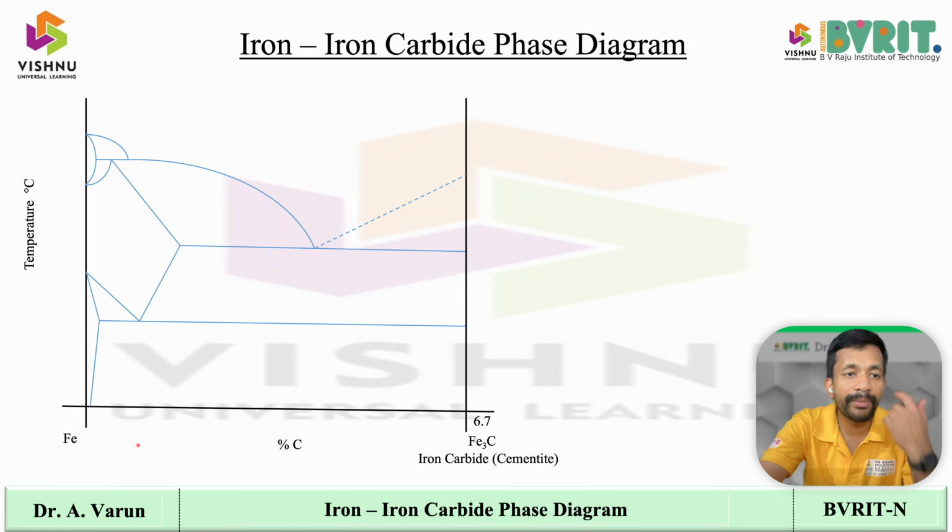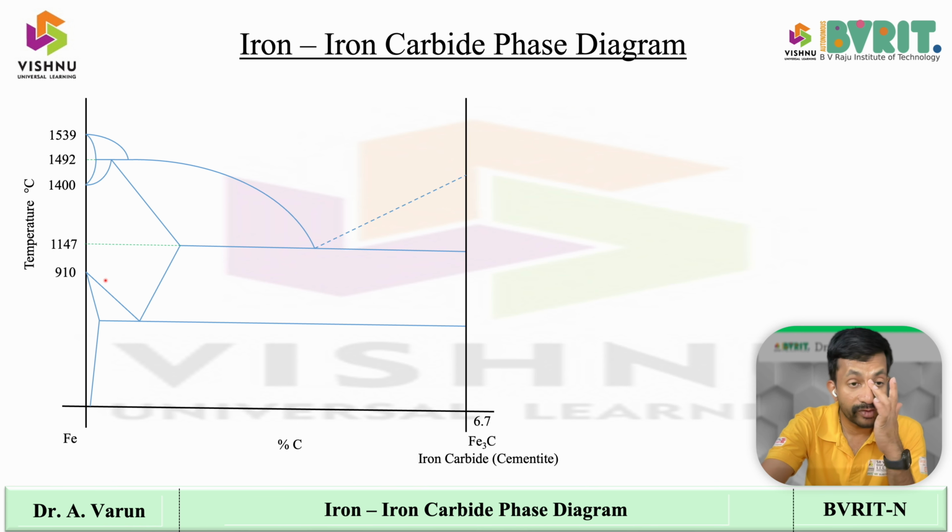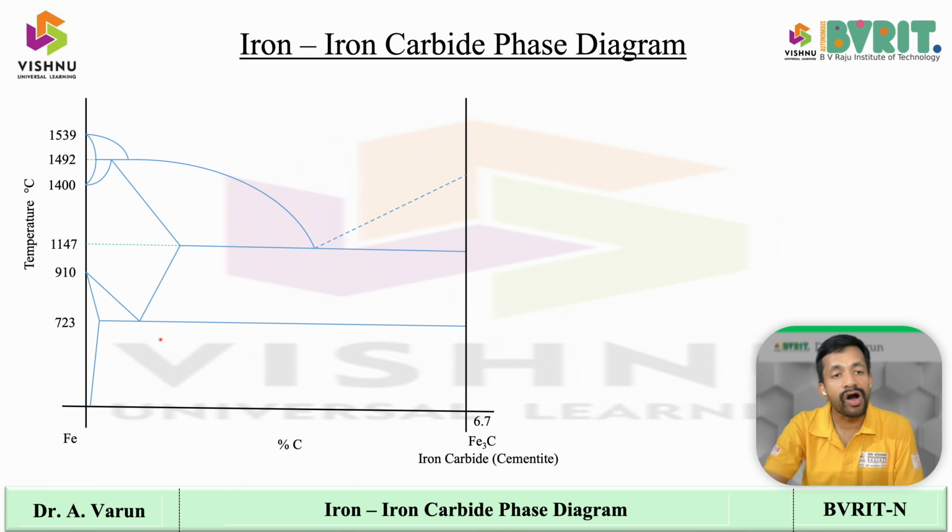If you remember, the first transition, the freezing temperature, was somewhere around 1539. So it's the same 1539. Next one is at 1400, and you have one horizontal line that is also indicated as 1492. And then there is 1147, another horizontal line. And we have 910, a transition from gamma to alpha, and there is another horizontal line at 723. So now we have all the temperatures that are needed.